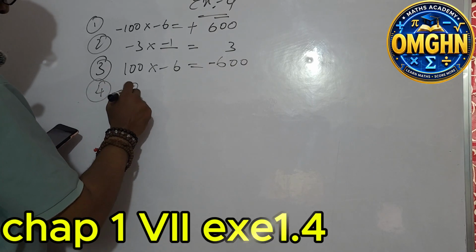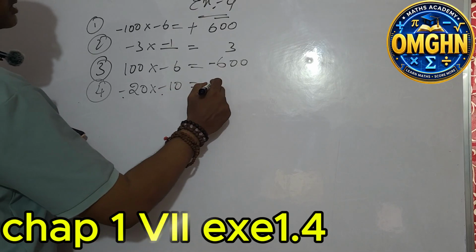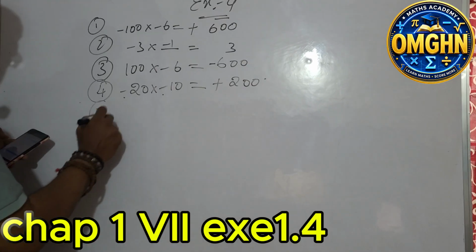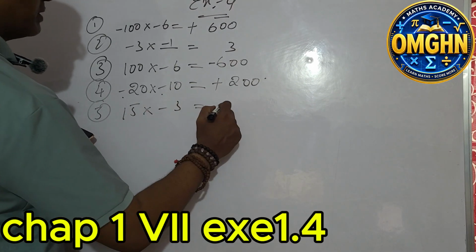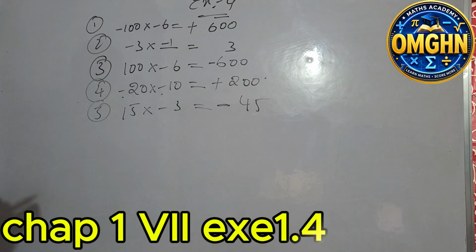Fourth sum, minus 20 into minus 10. Minus into minus plus, 20 tens are 200. Fifth sum, 15 into minus 3. Minus into plus minus, 15 threes are 45. Okay, now next question. That is second bit.